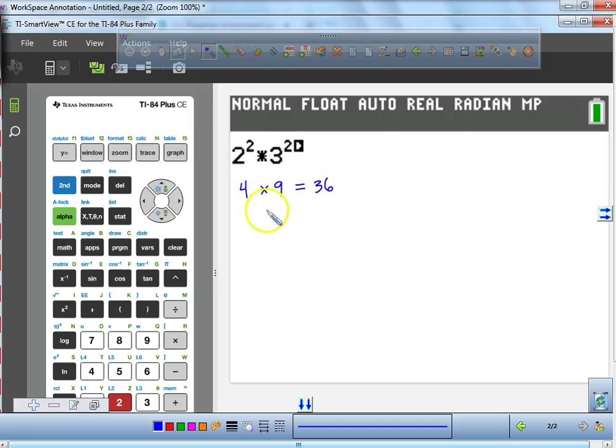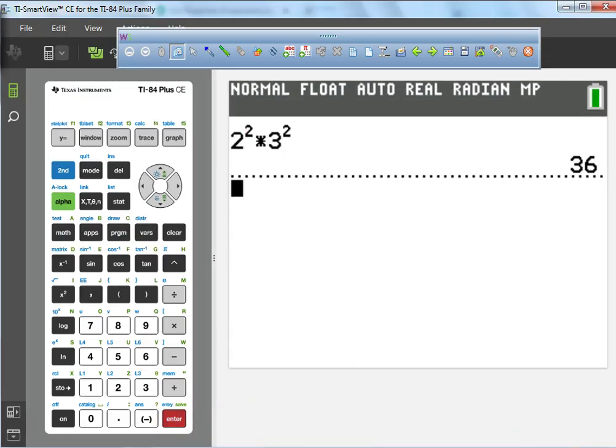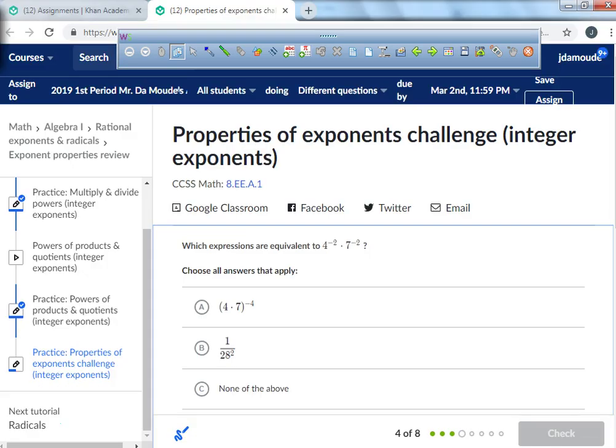However, watch this. What is 2 times 3? 2 times 3 is 6. What is 6 squared also equal to? 36. So there's a rule that you guys can use to help with these particular problems.